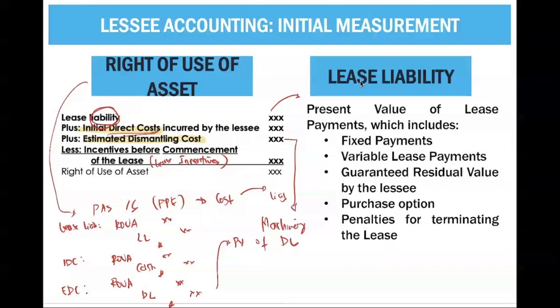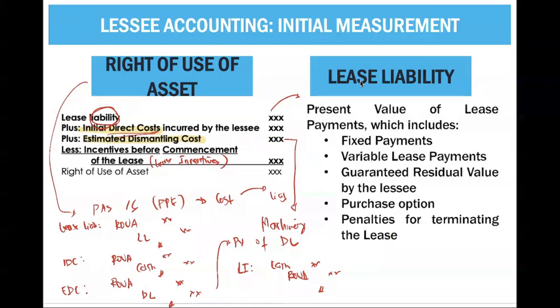And then lastly, to record your lease incentives, we debit cash, we credit right of use of asset, because as you can see, your lease incentives decrease your right of use of asset. Please remember the items of your right of use of asset: lease liability, initial direct cost, estimated dismantling cost, less lease incentives. We go now to your lease liability.